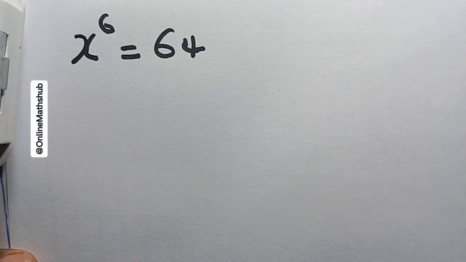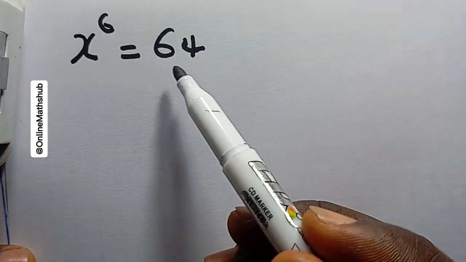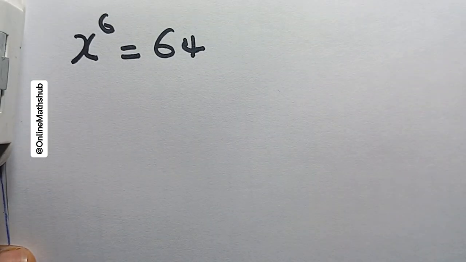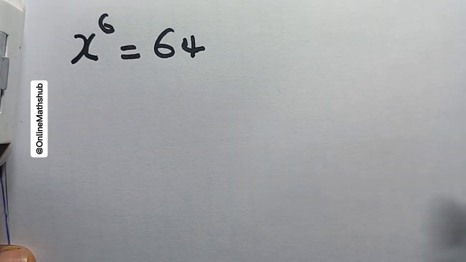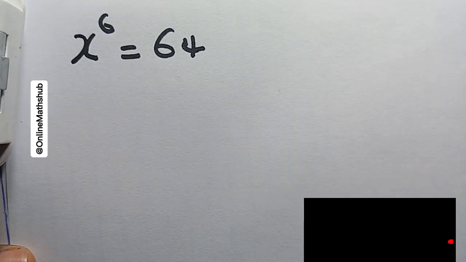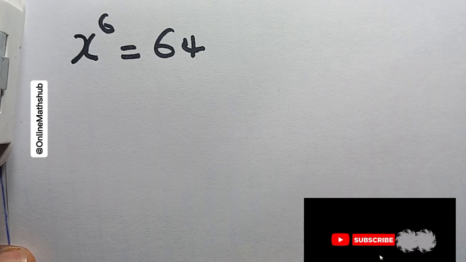So we're going to be solving this equation right here. This is x power 6 is equal to 64. So what are the values of x that are actually going to satisfy this? And because we have x to the power of 6, we are going to be getting 6 values of x that will satisfy this equation. So you want to follow through even as you see how to solve this.